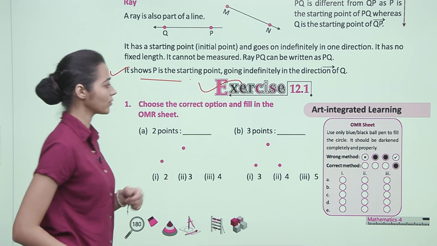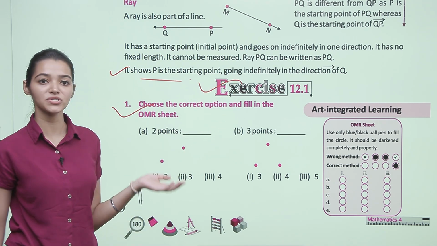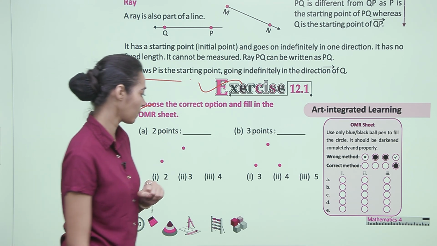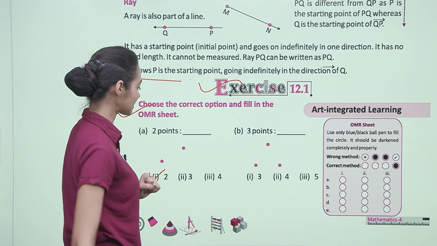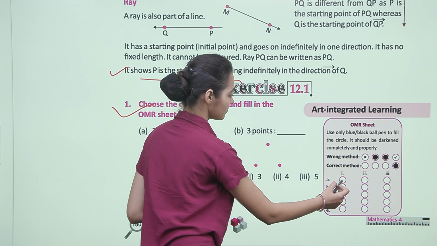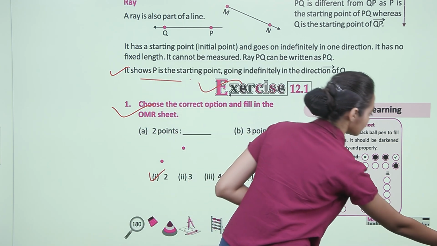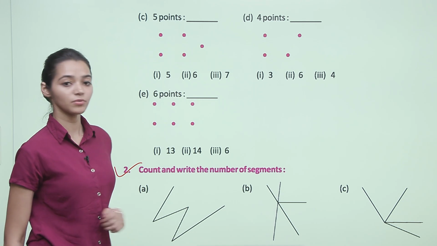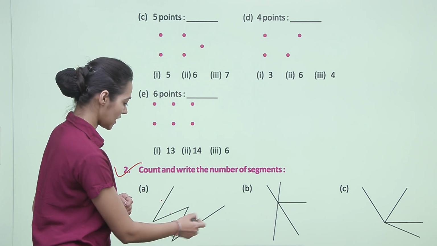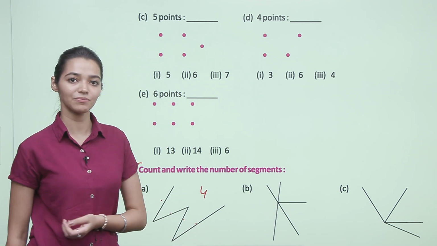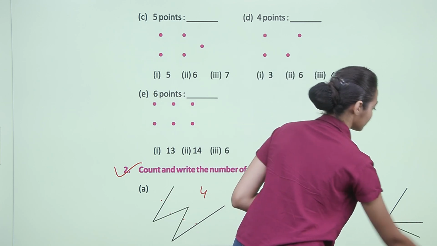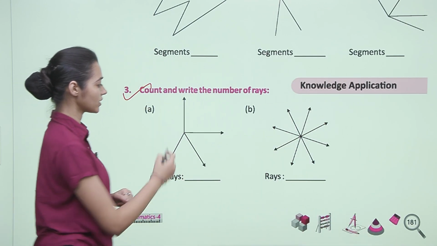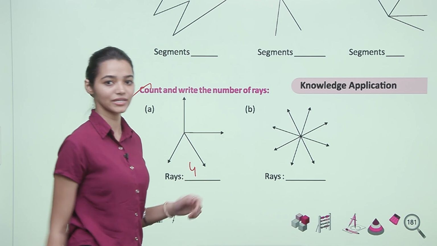Let's start with exercise 12.1. In the first part, we have to choose the correct option and fill in the OMR sheet. The first one has the correct answer A. Next, we have to count and write the number of segments, that is 1, 2, 3 and 4. So 4 segments, that's how we can complete it. In the next one, we have to count and write the number of rays. So the number of rays is 4. That's how you can complete it.